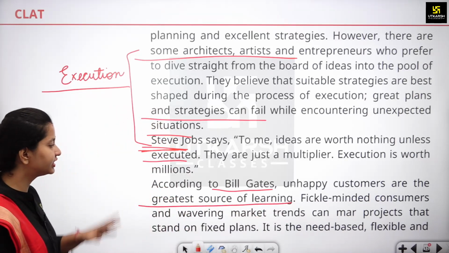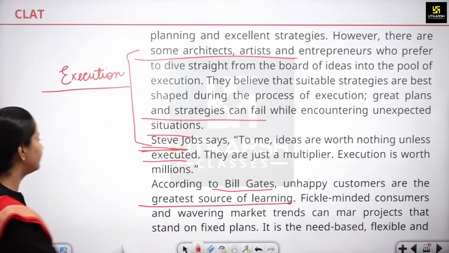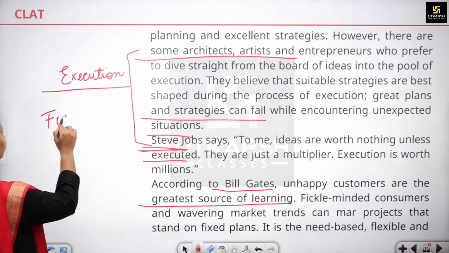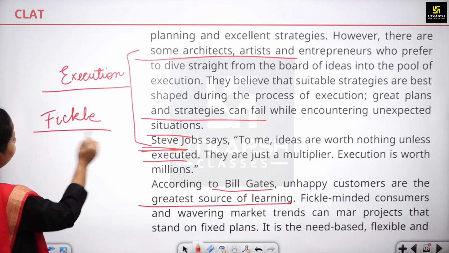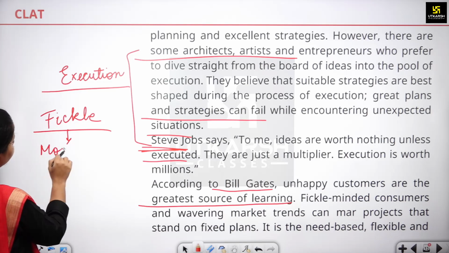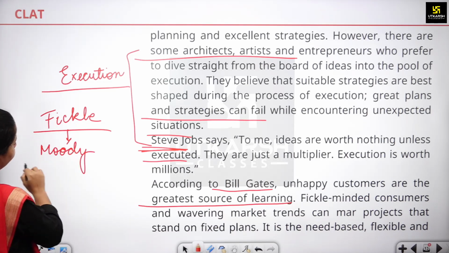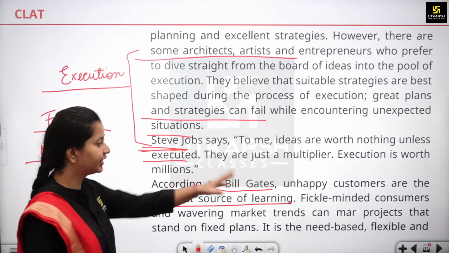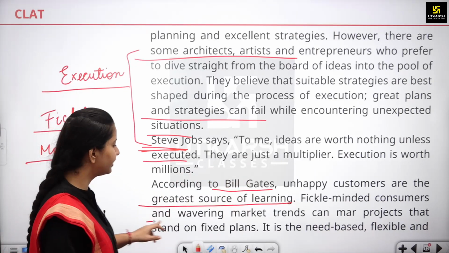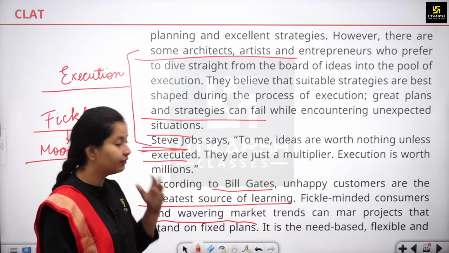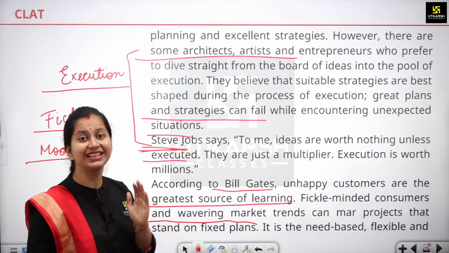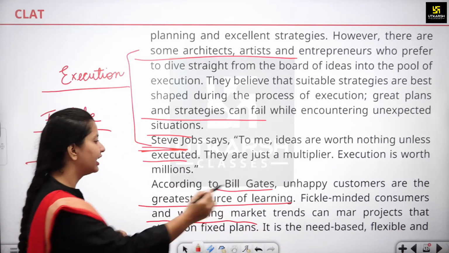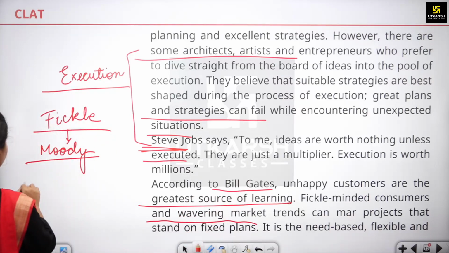Fickle-minded consumers and wavering market trends. Fickle-minded simply means moody consumers who change their mind very quickly. They are called fickle-minded. So fickle-minded consumers and wavering market trends. Wavering means the inconsistent market trends can mar projects. Mar means spoil.